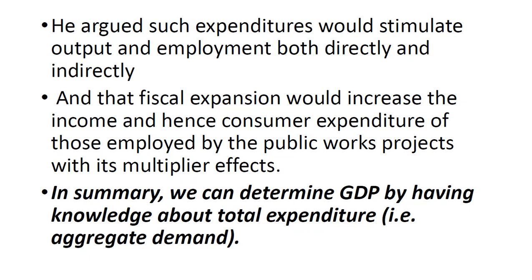So in summary, what Keynesian economics is saying is that what determines GDP is aggregate expenditure, as we saw in one of the approaches to measuring national income. What Keynes is saying is that what determines the level of GDP is total spending in the economy. And if private investment spending is low, the government can offset that by using its expansionary fiscal policy.